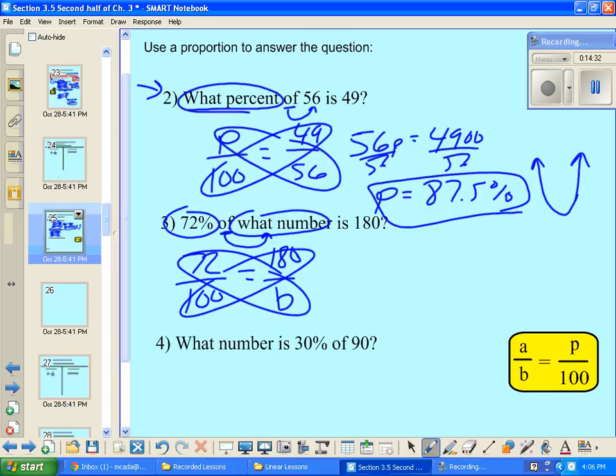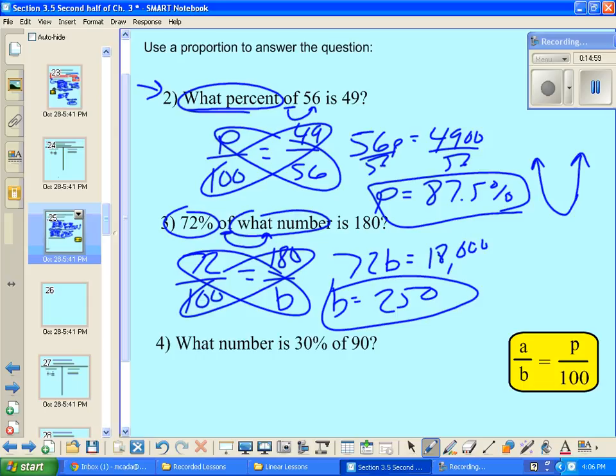Cross multiply. 72B equals 18 and then 2 more zeros. Oops, not 18,000. Sorry, the comma's in the wrong spot there. 18,000. And then 18,000 divided by 72. I divide by 72 on both sides, I get 250. So my base is 250.